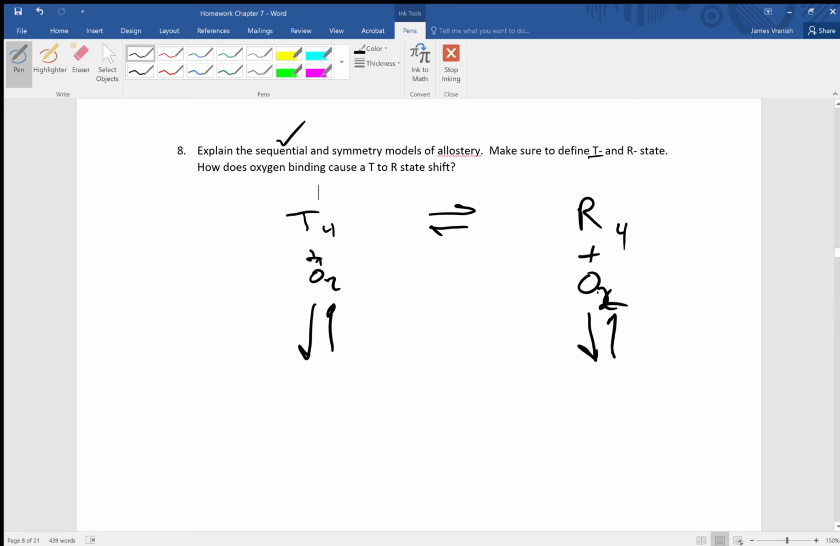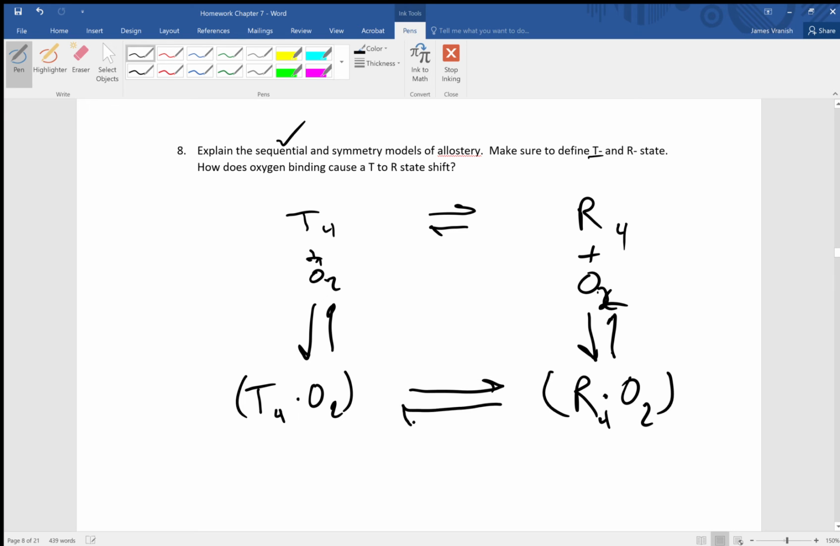All right, so when we bind oxygen to the T state, we end up with our 4 T subunits with a single oxygen bound. It's a complex. When we bind it to the R state, we end up with our 4 R subunits with 1 oxygen bound. All right, and these 2 states here, with the T bound to the oxygen or the R bound to the oxygen, they can interconvert between T state and R state as well.